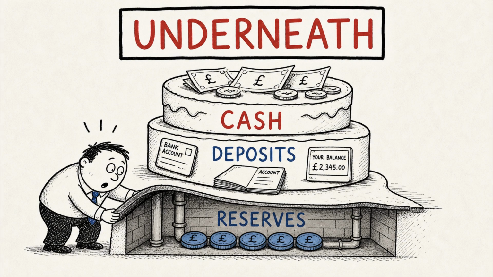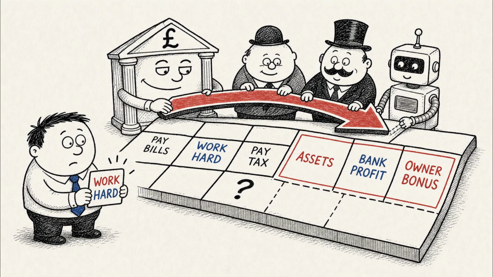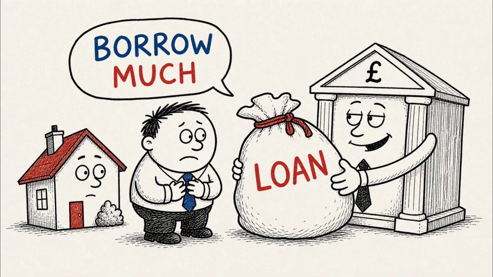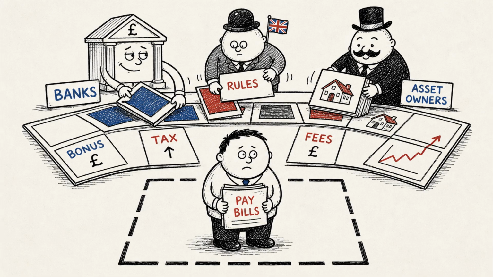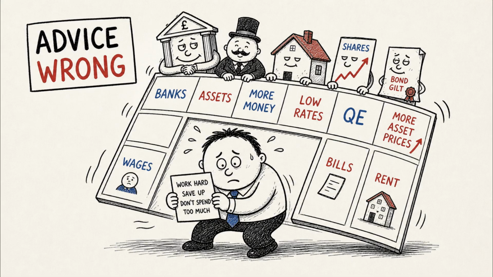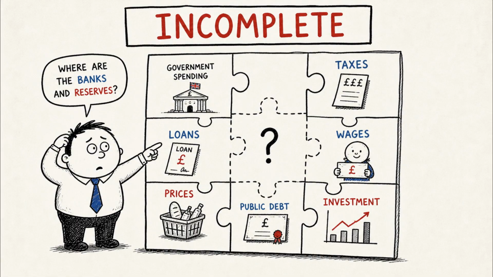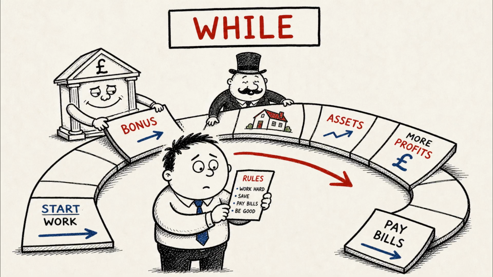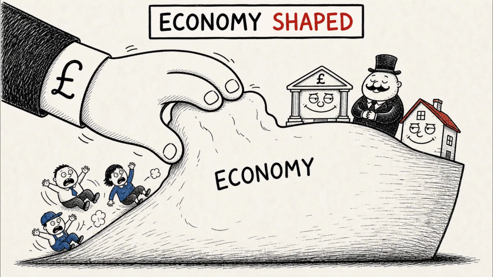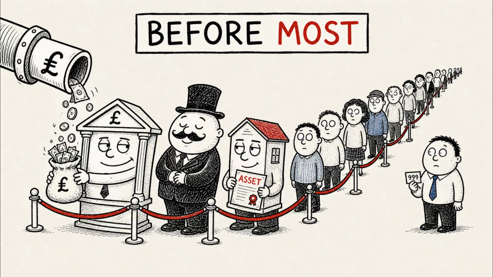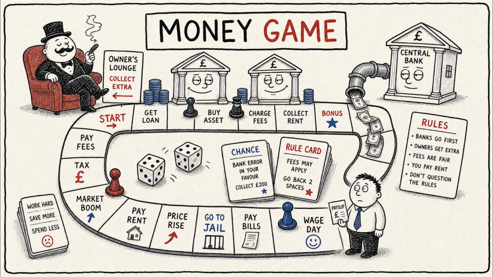And somewhere underneath all of this, ordinary people are still told the same simple story. Work hard, save up, don't borrow too much, pay your bills, be responsible. And that advice is not wrong, but it is incomplete. Because while workers are told to manage money carefully after they receive it, the economy is shaped by institutions that can create, direct and price money before most people ever see it. That is the real money game.